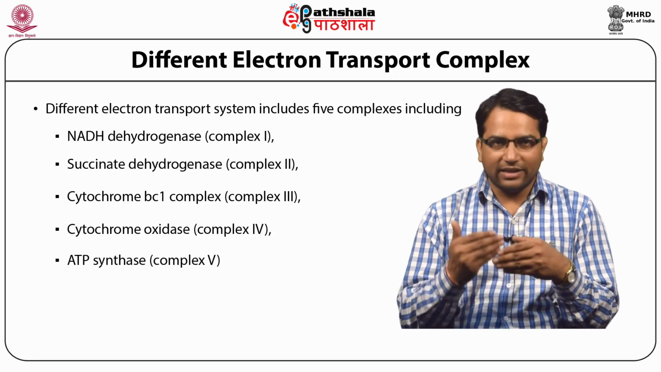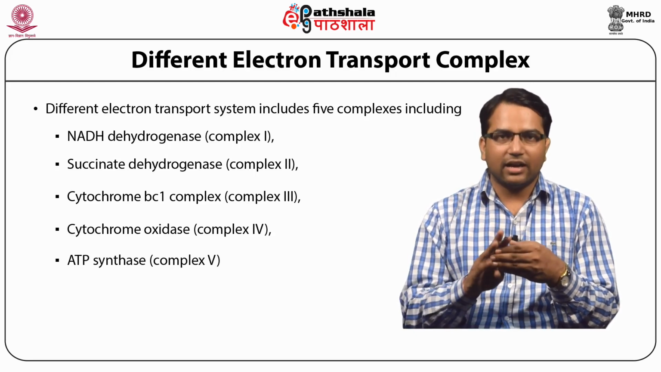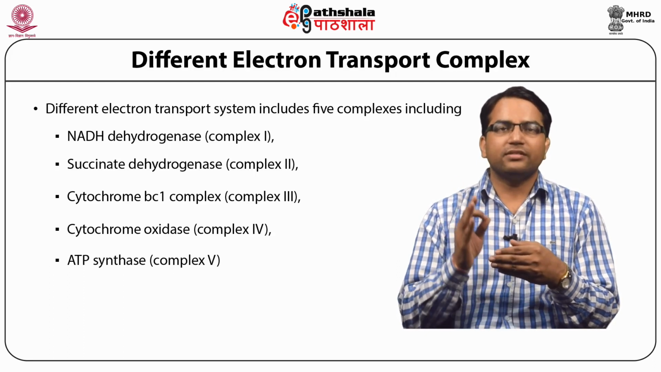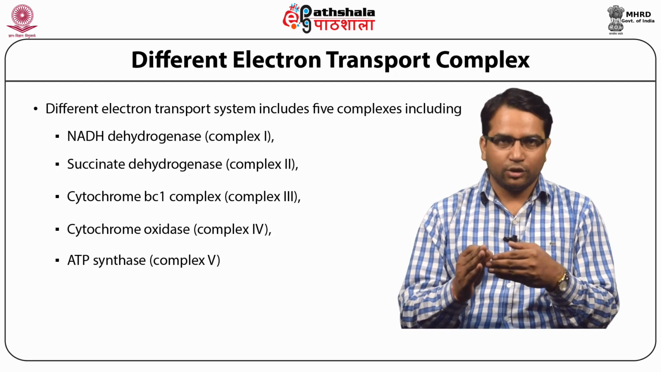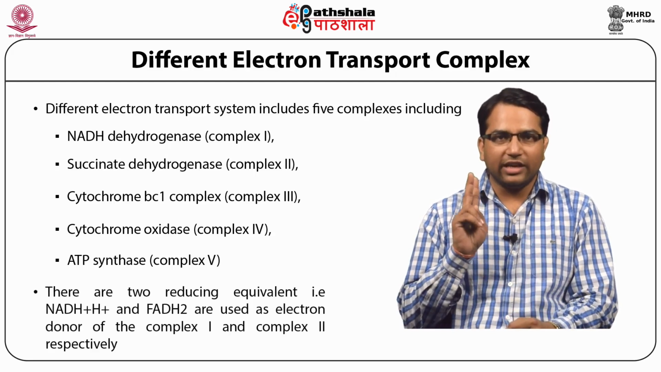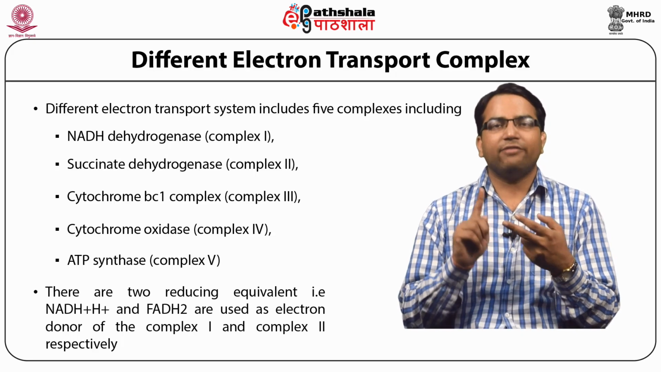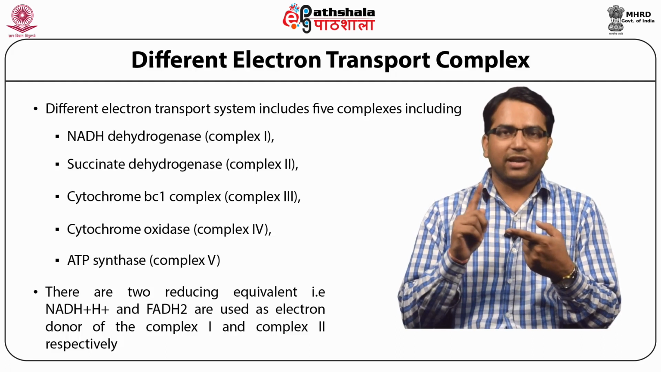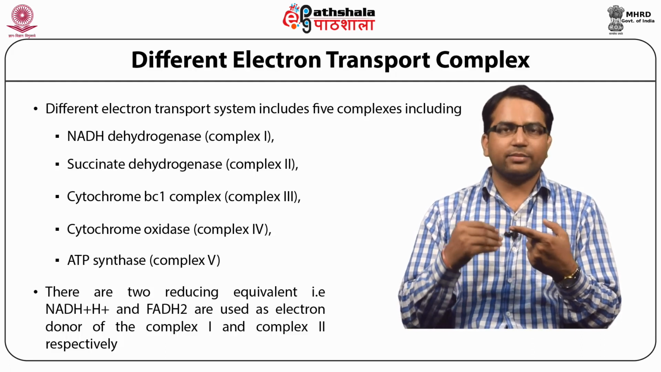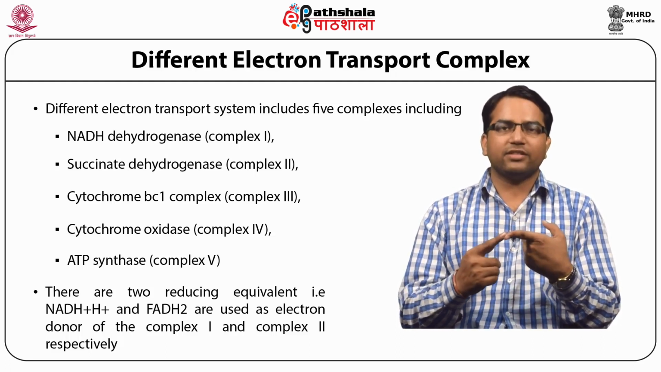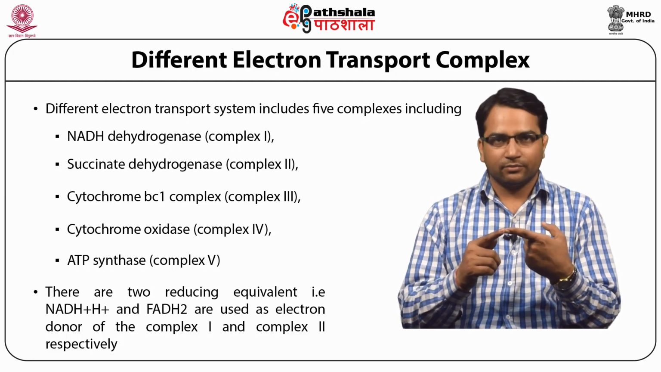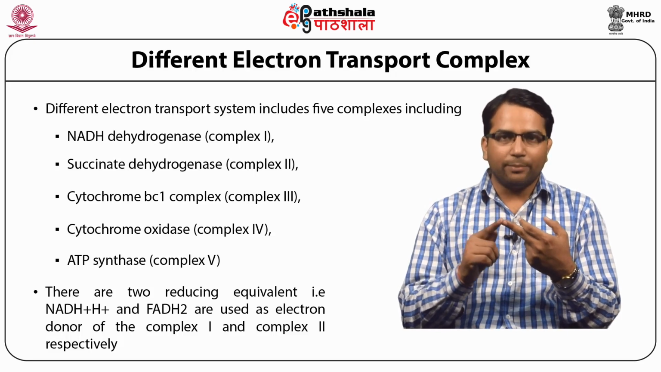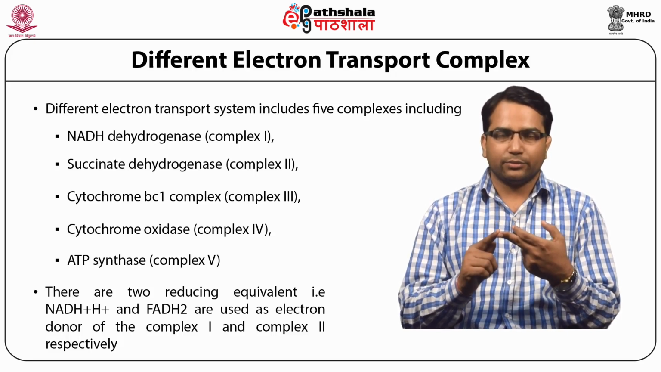Out of these 5 complexes, the first 4 complexes are responsible for the proton pump and the fifth complex is responsible for ATP synthesis. So, we have 2 reducing equivalents, NADH and FADH2. NADH gives its electron to the first complex. So, the electron transfer starts from complex first when it comes from NADH. Electron transfer starting from complex second comes from FADH2.